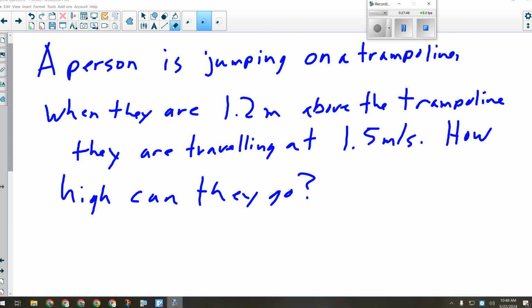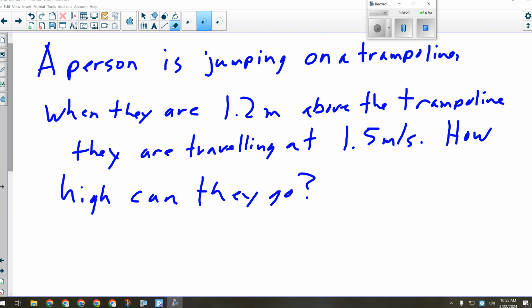Okay, so that's the one we're looking at. How high can they go given this information? There is, I should say, a contextual trick here. You have to understand what the motion of a person jumping on a trampoline looks like. I want you to visualize that in your mind. What do they look like when they're as high as they will go? That might help you to figure out something that may be very important for answering this question.